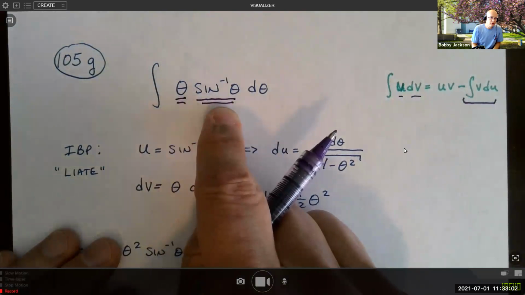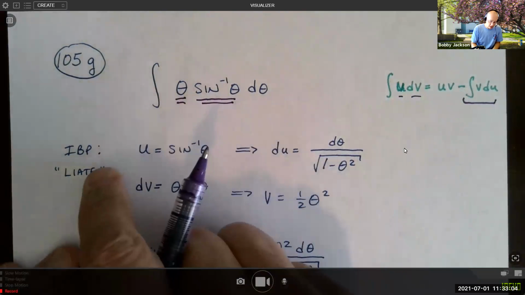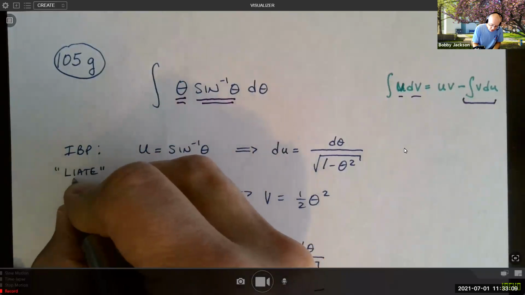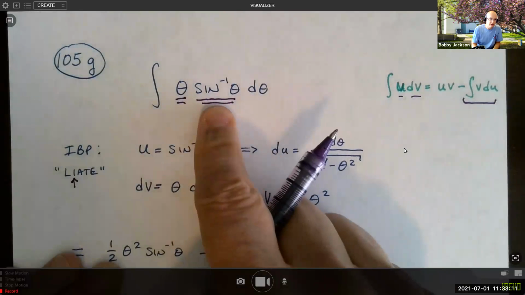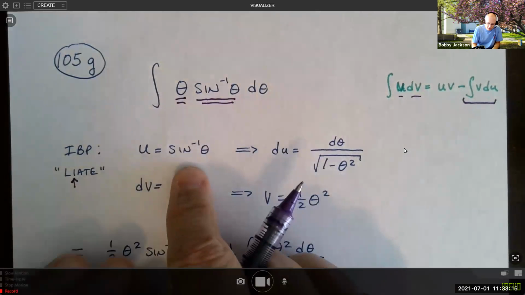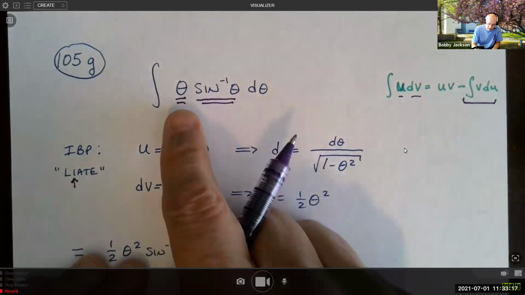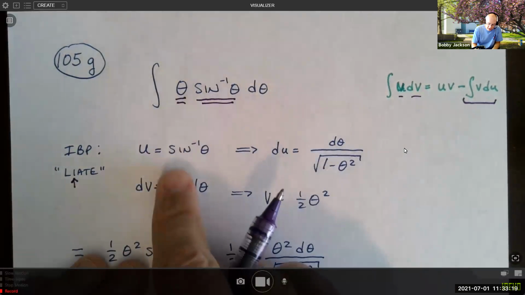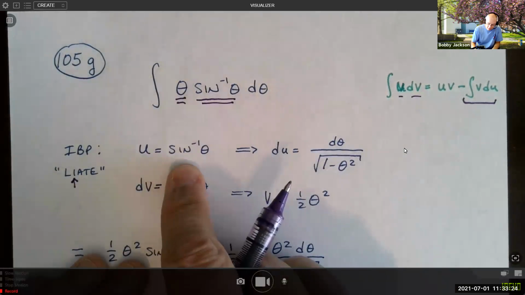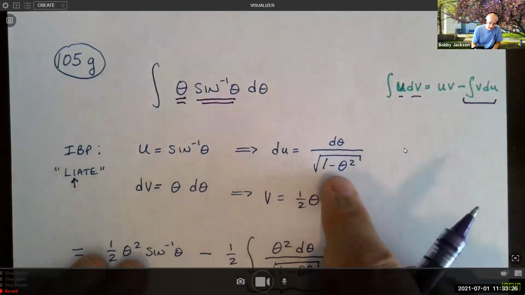So what am I going to choose for my u? Well, remember our LIATE: log for L, I is inverse trig, and I do have an inverse trig. This is the arcsine or inverse sine function. So that's what I'm going to choose u to be, arcsine. dv is everything else, theta d theta. I differentiate here. The derivative of the inverse sine function, if you remember, is 1 divided by the square root of 1 minus theta squared.